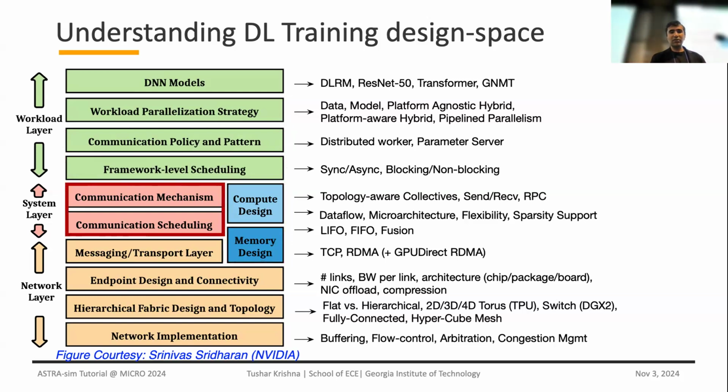As I mentioned, the system layer is where you have a lot of the collective communication support, the libraries, both the collective algorithms as well as the low-level scheduling. And finally, on the network side, transport layer, you might be using RDMA or TCP or GPU Direct RDMA and so on. How do you actually design the endpoints, the number of links, bandwidth per link, the architecture, whether you have maybe an on-package solution and so on, or whether you're doing off-roads to the NIC, compressing and so on.